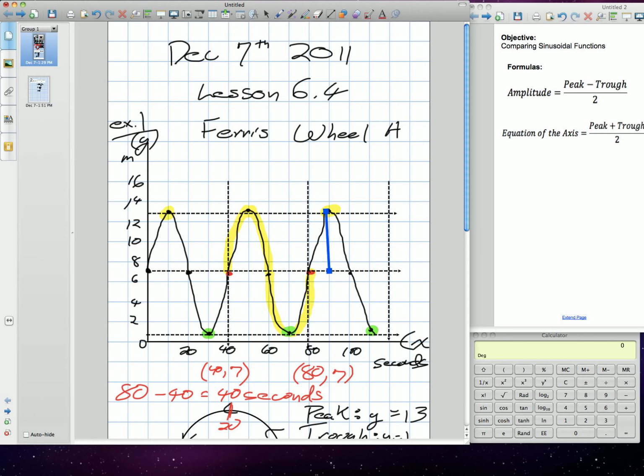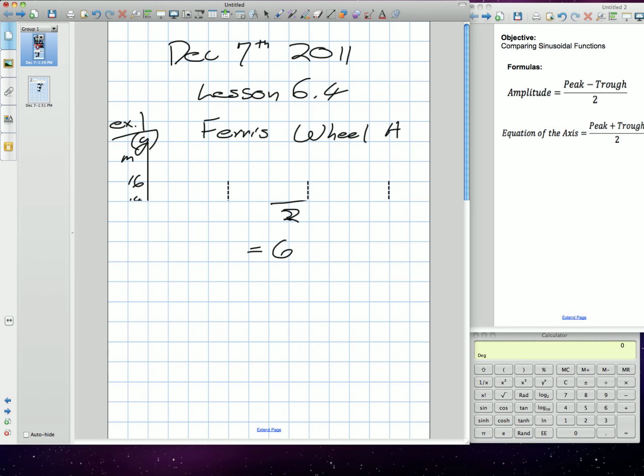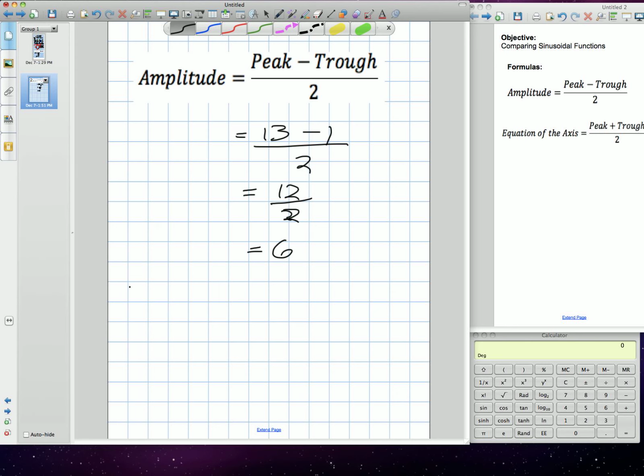So if we go and look at this graph here on the other page, from the middle, the equation of the axis, up to here, our peak, is 6 meters, which makes sense. 13 subtract 7 is 6. And from the equation of the axis to our trough is another 6 meters. Okay, so we've come up with quite a bit of information. I'm going to write it all together on the other page so that we have it.